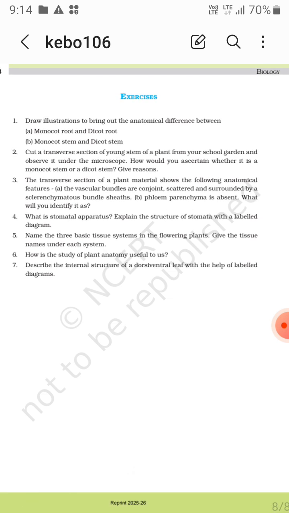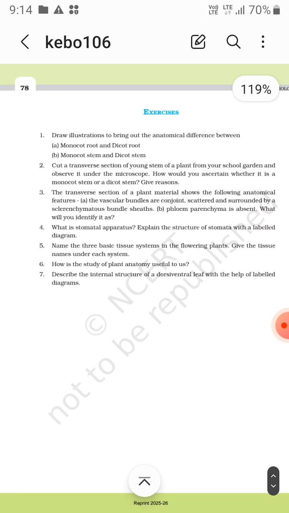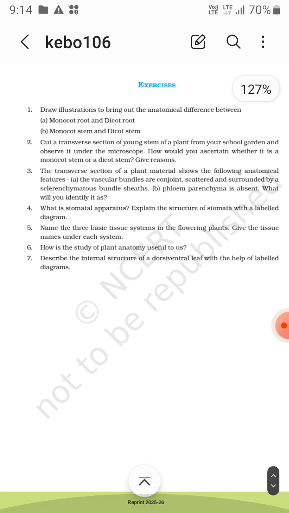Now the fifth question is, name the three basic tissue systems. We have studied all three basic systems in the summary. The first one is the epidermal tissue system, second one is the ground tissue system, and third one is the vascular tissue system. Give the tissue names under each system. How is the study of plant anatomy useful to us?